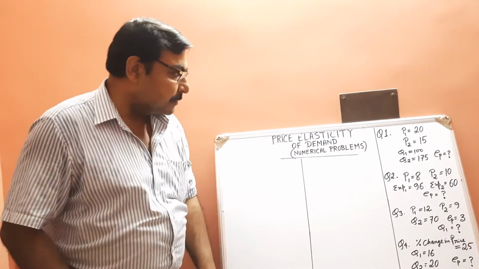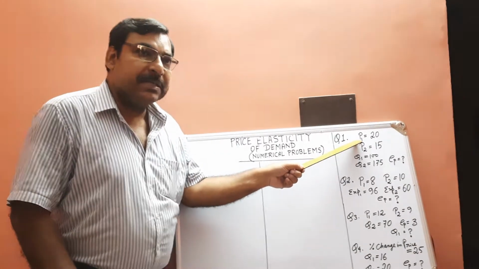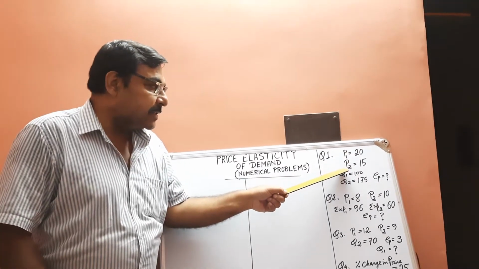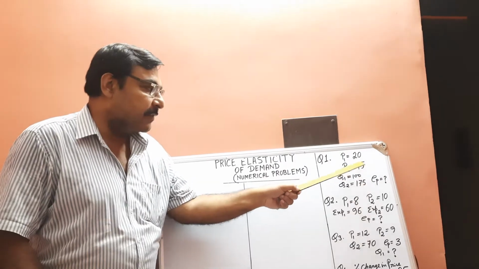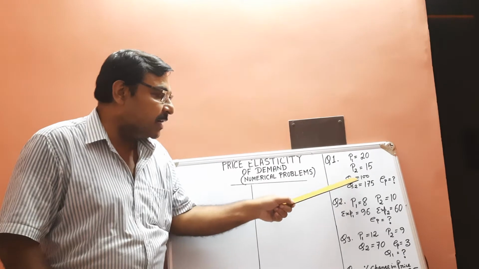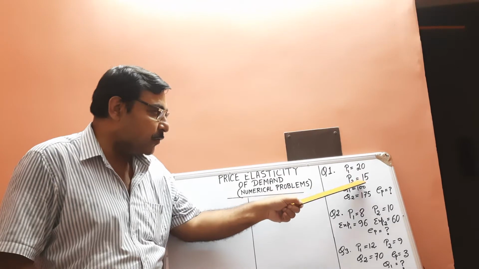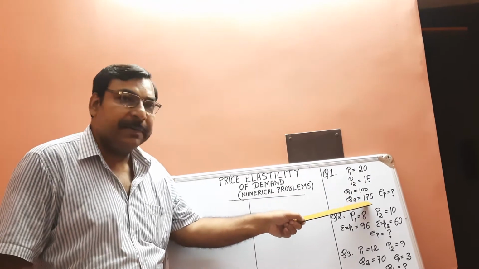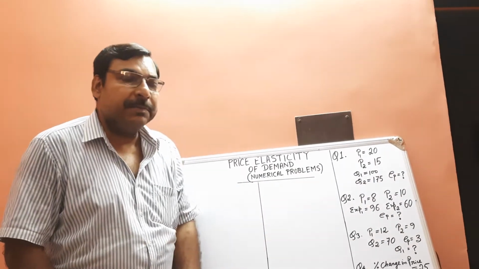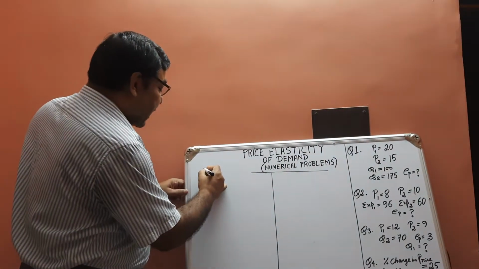First sum. Question number 1. You are given initial price. P1 stands for initial price. P1 is equal to 20. Change price, P2 is equal to 15. Also you are given initial demand. When price was 20, initial demand is 100. Change demand due to fall in price from 20 to 15 is 175. These are given. Very simple. You have to calculate price elasticity of demand. So what is your first task? Your first task is to calculate change in price, delta P.